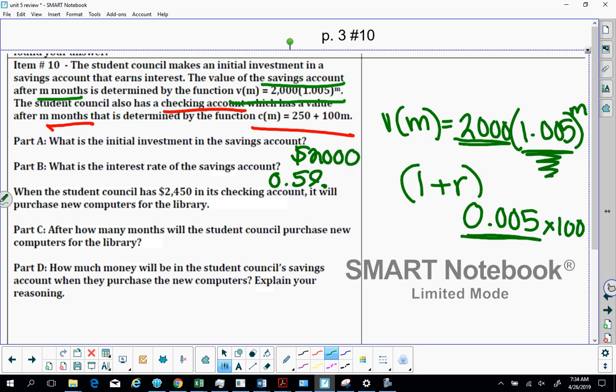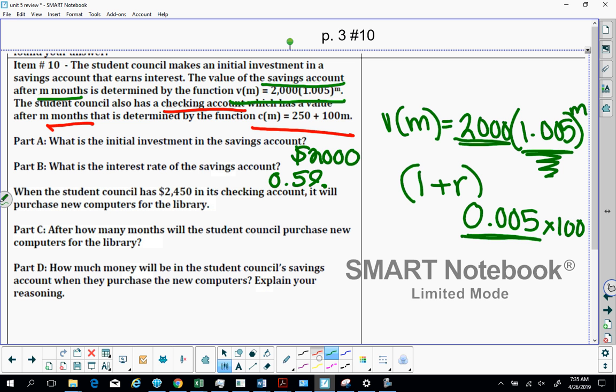Any questions on that? Cool. Next one is, they're talking about the checking account. Is that the red or the green equation? The checking account. Am I talking about the red or the green? Checking account. Is it the red or the green? The red, because the red says checking account.